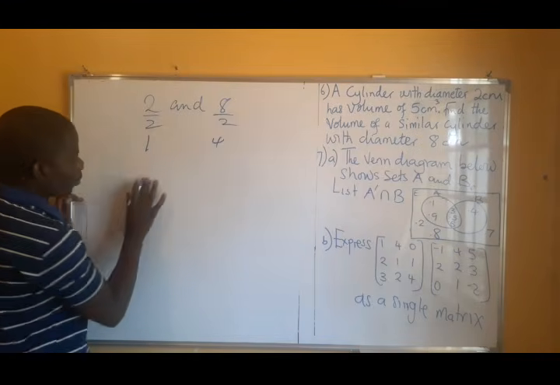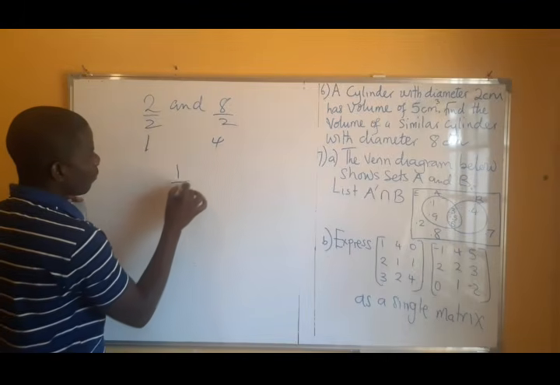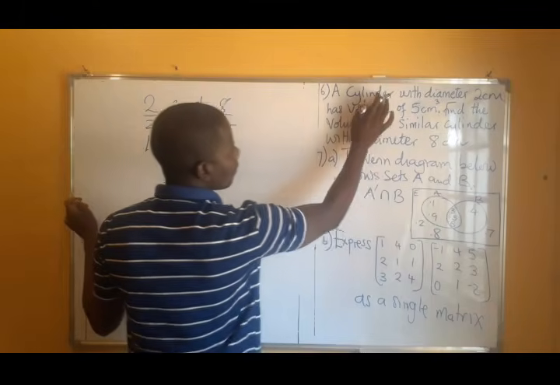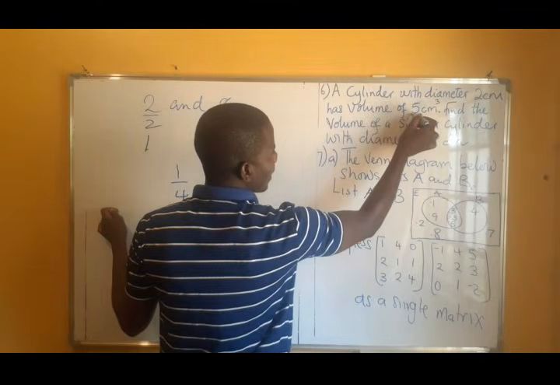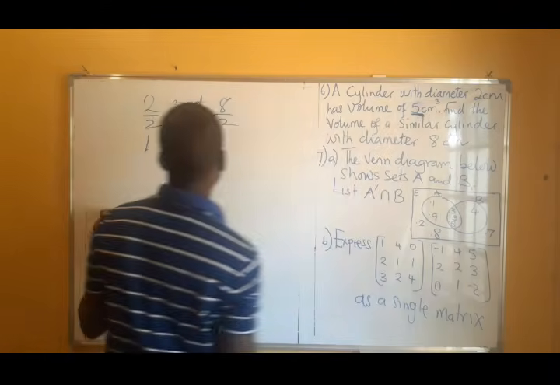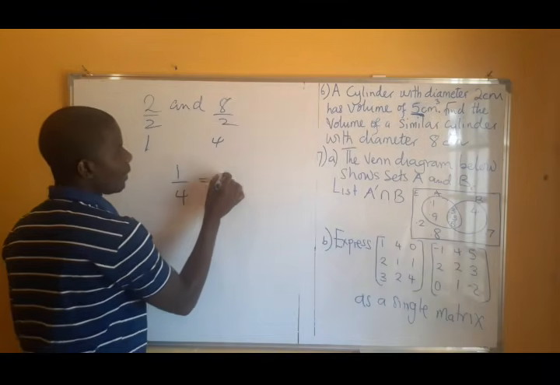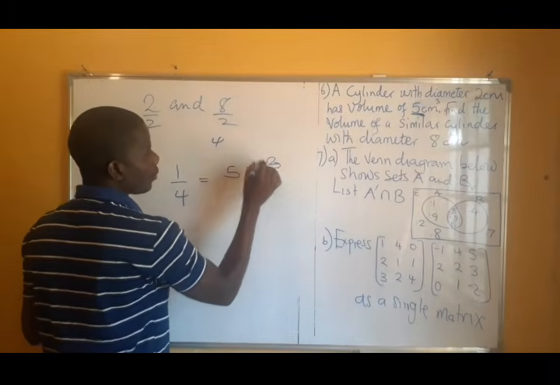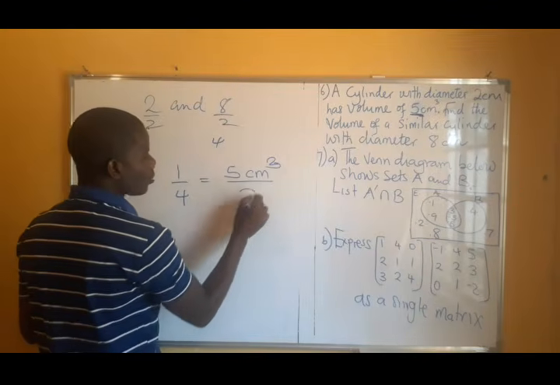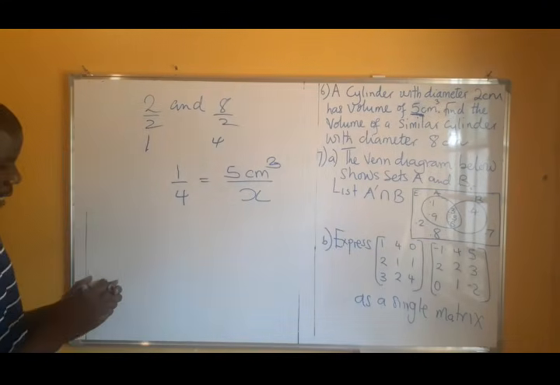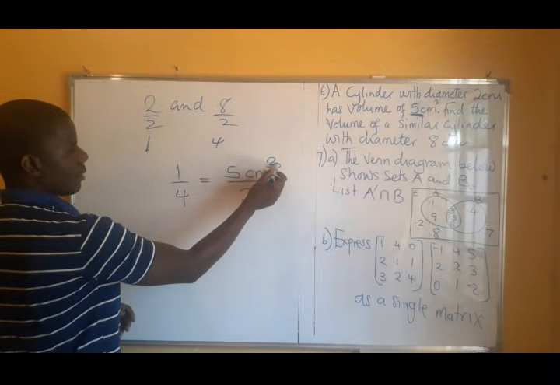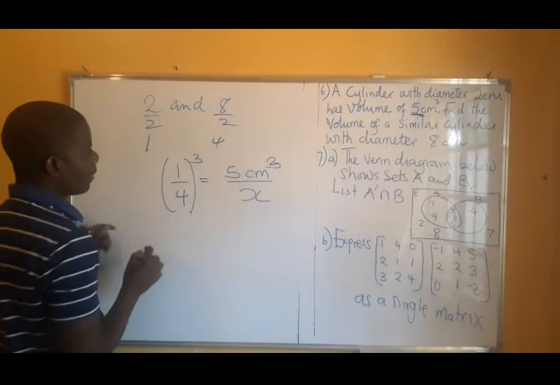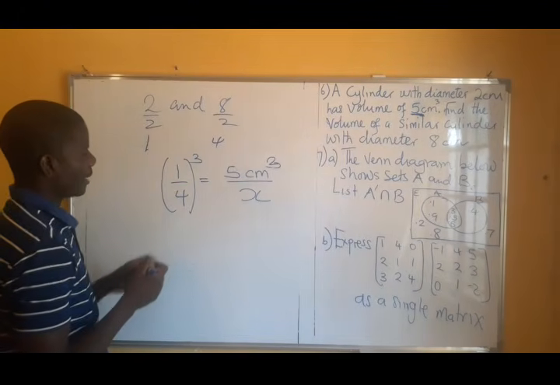So what we are supposed to do now is to have 1 over 4. This is the diameter of the cylinder that corresponds with this volume. Then here we have 5 centimeters cubed over what we are looking for. Now, because of this, it means that we need to find the cubes of these two numbers.